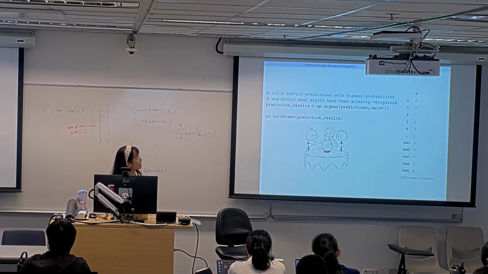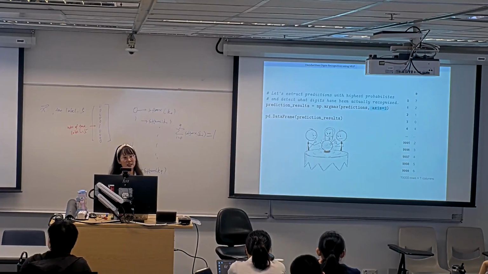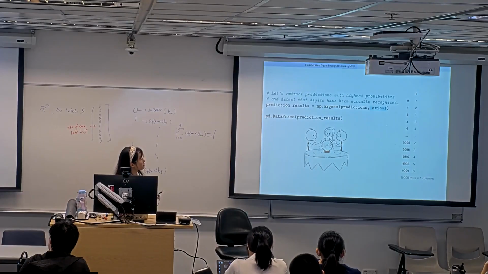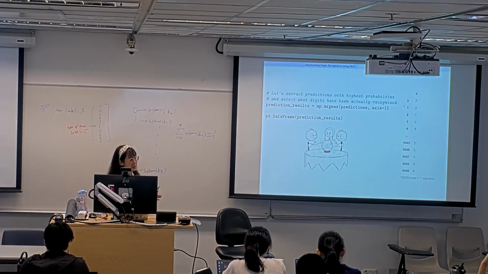And note that here the axis should be 1. Axis 1 is along the column direction, because we want to select the highest probability in the column direction. So let axis be 1, and then we can get that. If you print out these prediction results using pandas.DataFrame, you will get this one. Now it's a 1D array actually, with the shape 10,000, consisting of the final classification results for each of the testing data.